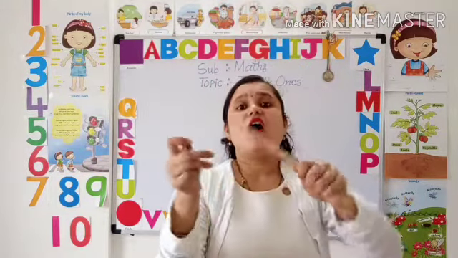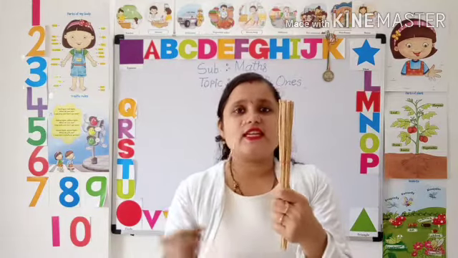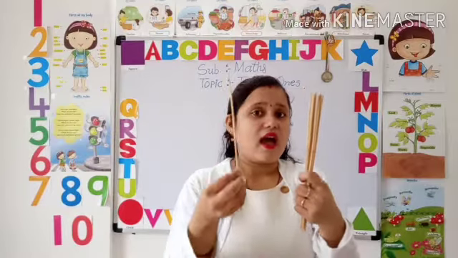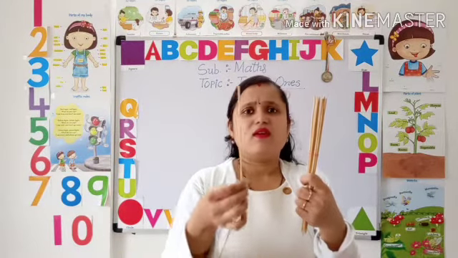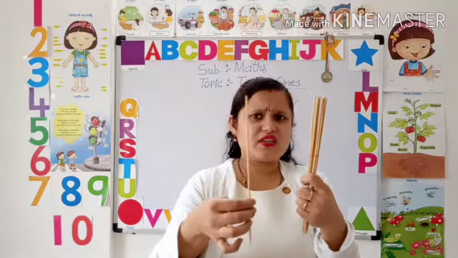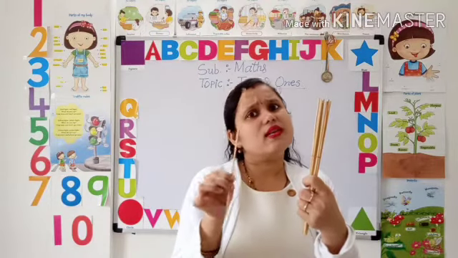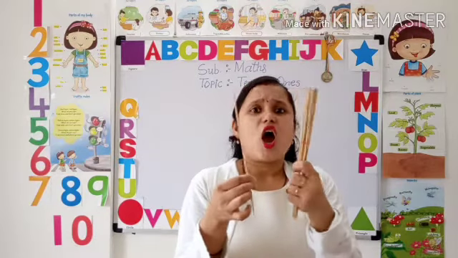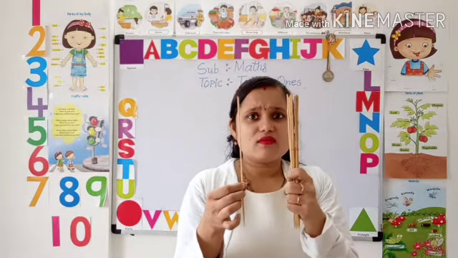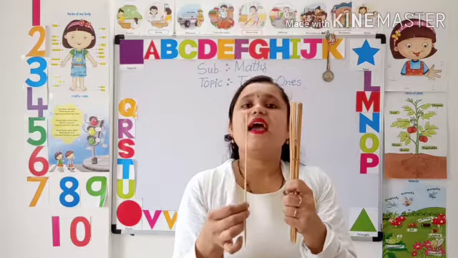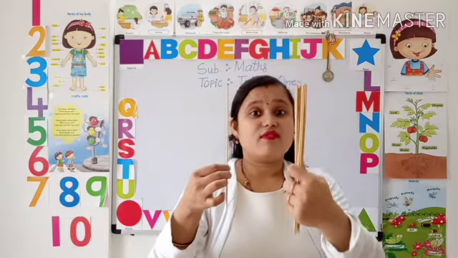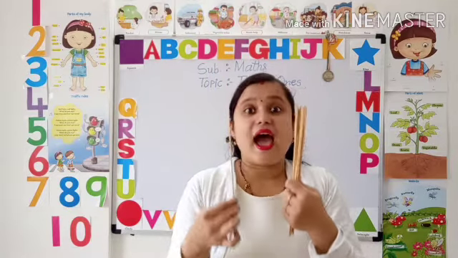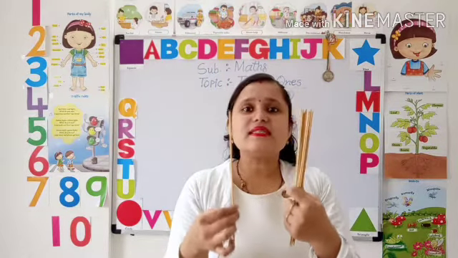This is 1 bundle of 10 sticks. And I have 1 more stick. We cannot make a bundle of 1 stick. So this is 1 stick. Now how many sticks do we have? Yes. 1 tens and 1 ones. It means I have 11 sticks.